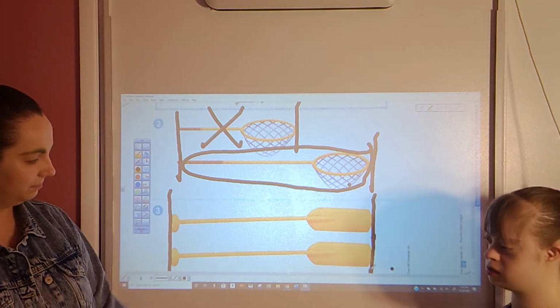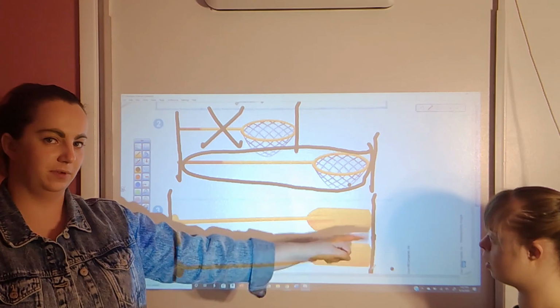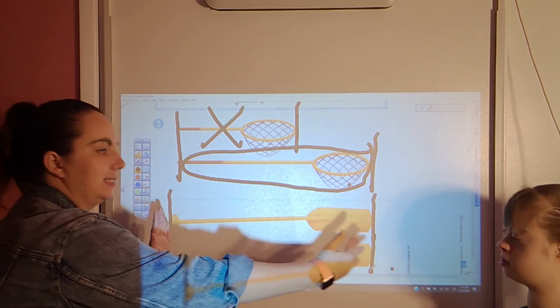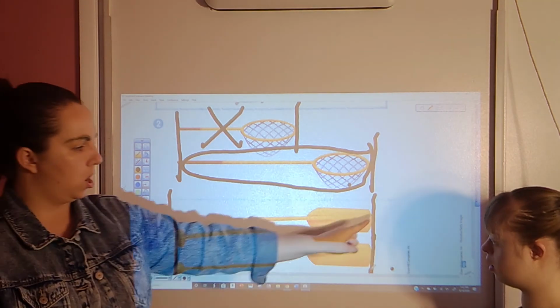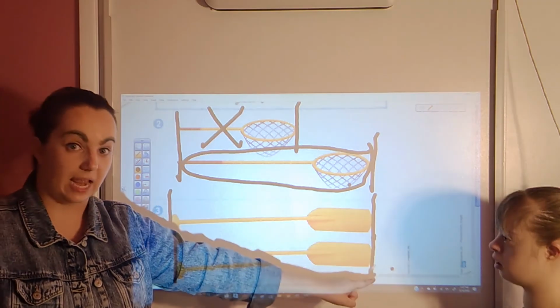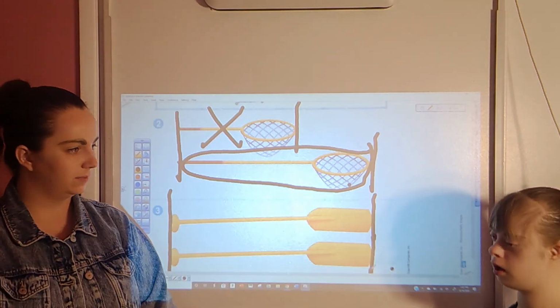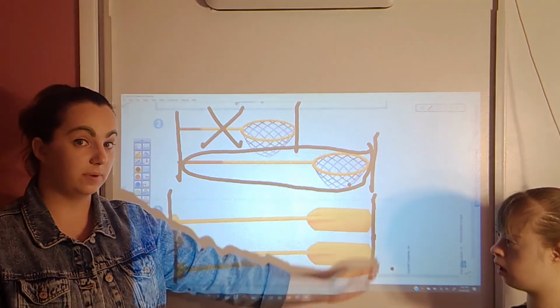Now, Kaylee, looking here, we measure from side to side. Are these lines the same or different? Are they lining up, matching up?